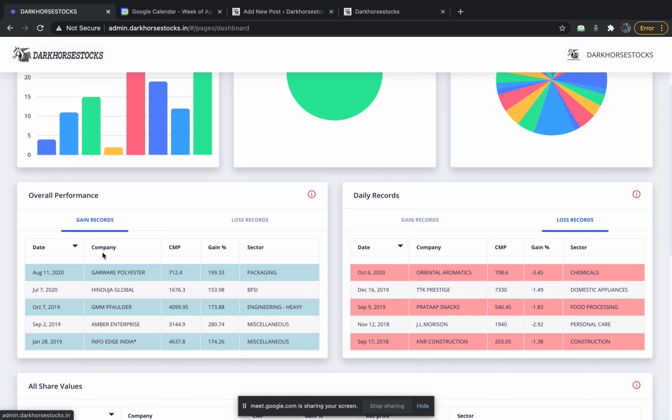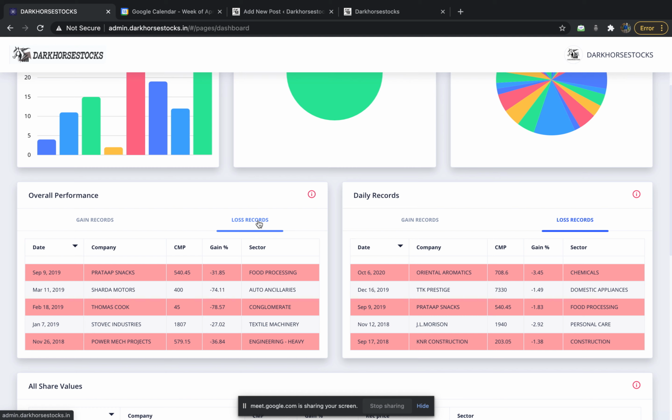On overall performance, it shows the top 5 best performing ideas post suggestion. These are the stocks that have delivered the best returns after being suggested. Garware Polyester has delivered 200% returns after suggestion, and it shows the date on which Garware Polyester was suggested, that is August 11, 2020. You can find the top 5 performers, and the top 5 stocks that are losers.